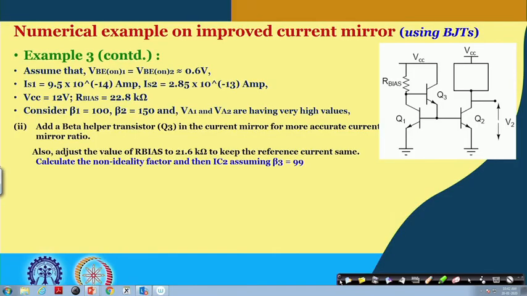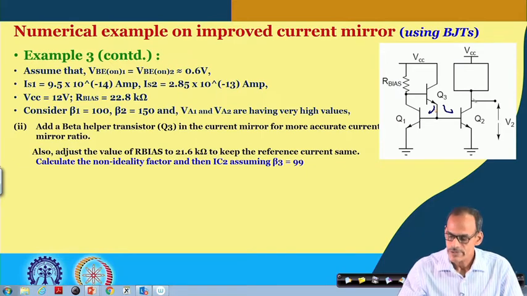Before the break, we were talking about the numerical examples of the current mirror, as you can see here, and there we used beta helper to improve the non-ideality factor coming due to the base current loss. In the next example, we will see an improvisation of the current mirror circuit to take care of the non-ideality factor due to early voltage.